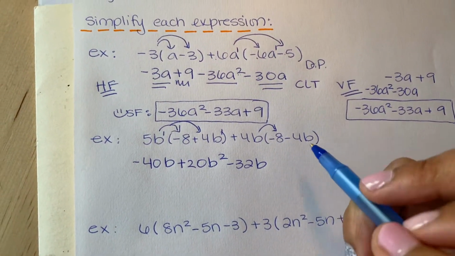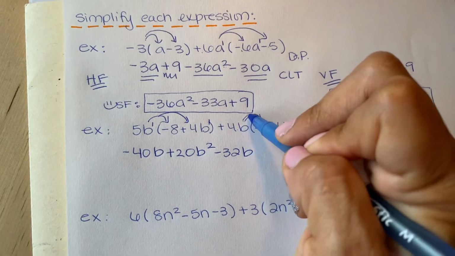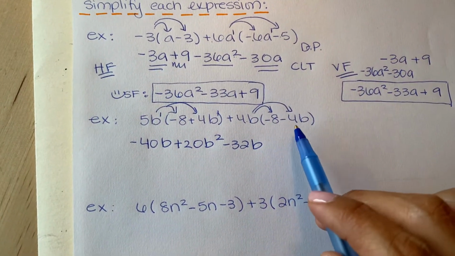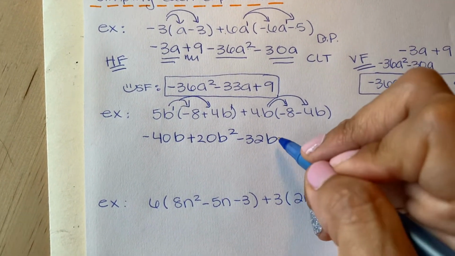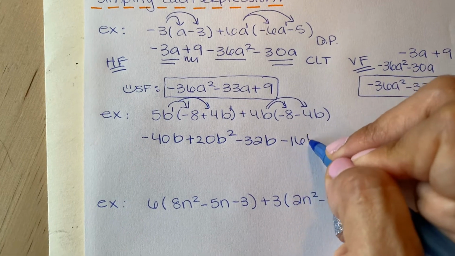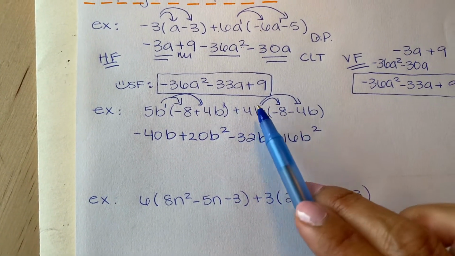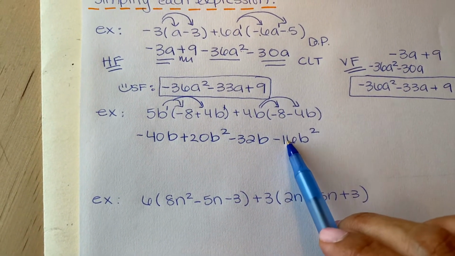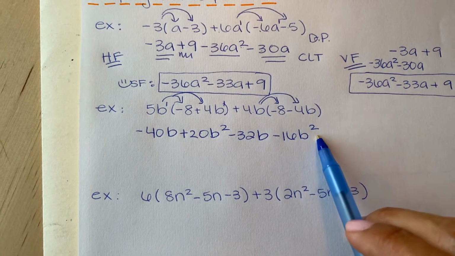Okay, next 4b times minus 4b is then negative 16b squared, right? 4 times negative 4, negative 16, B1, B1, B2.